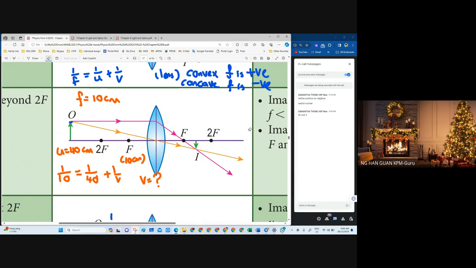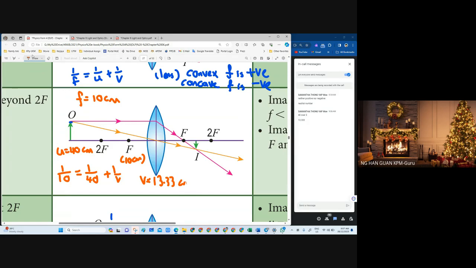40 over 3. Samantha, you cannot give the answer as 40 over 3. A fraction is not the final answer for the calculation. So the answer will be 13.33 centimeter. So you will get V as 13.33. This is a simple calculation, so hopefully others have no issue.